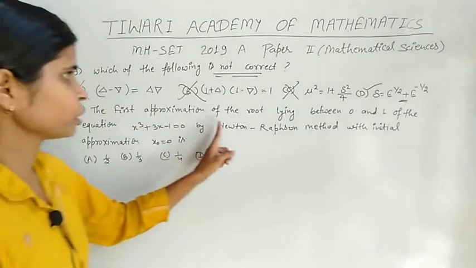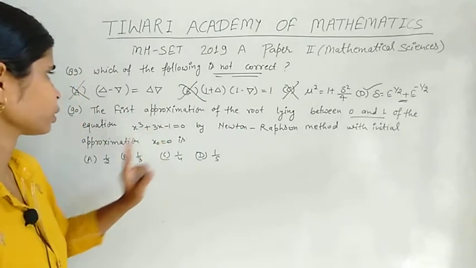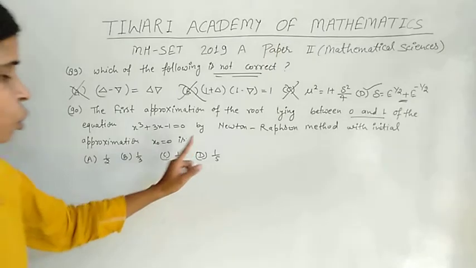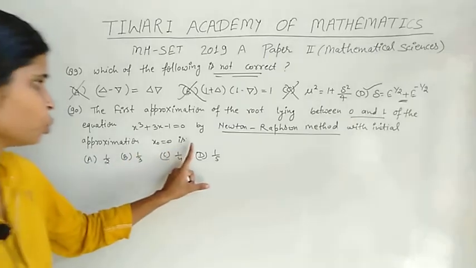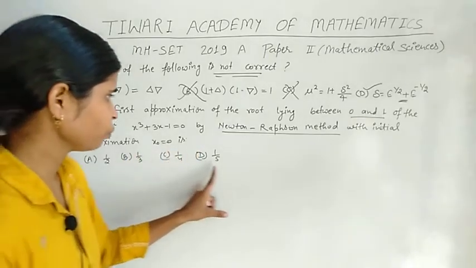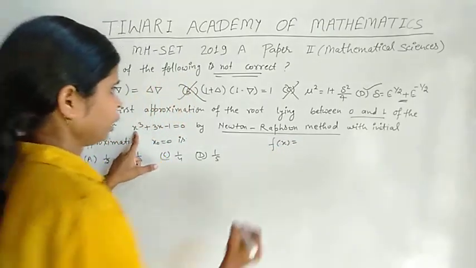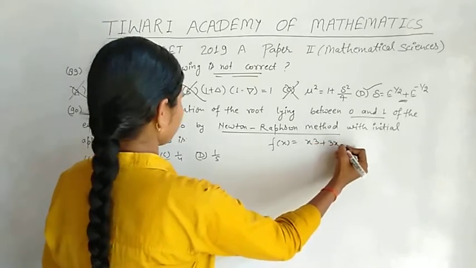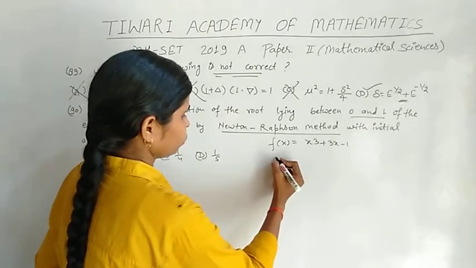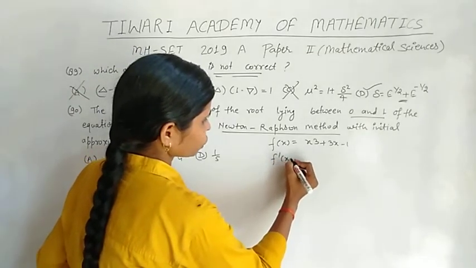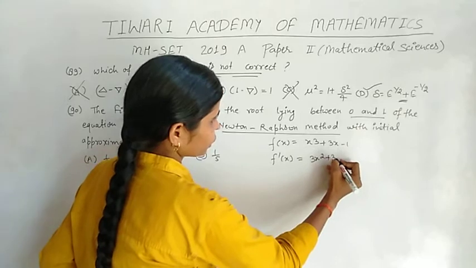The first approximation of the root lying between 0 and 1 of the equation x cube plus 3x minus 1 equals 0 by Newton-Raphson method with initial approximation x naught equals 0 is: 1 by 2, 1 by 3, 1 by 4 and 1 by 5. We take f(x) as the function x cube plus 3x minus 1. We find the derivative of this function. The derivative at the point x is 3x square plus 3.